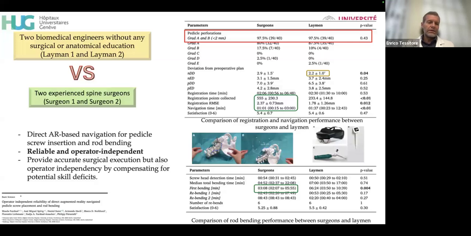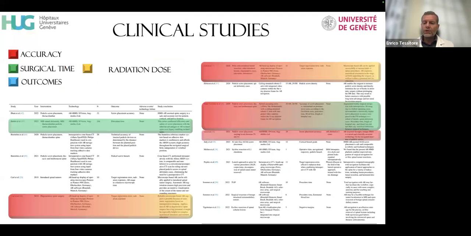So you might see here, probably the augmented reality is in some way compensating for potential skill deficits. I won't say that this tool would transform a layman or a biomechanical engineer into a good surgeon, but at least it might bridge the difference. And the same is valuable, of course, for the youngest surgeons in training. What about the clinical evidence?